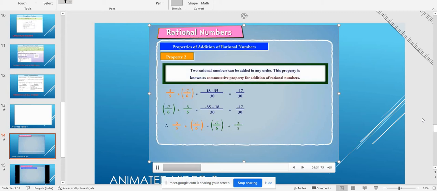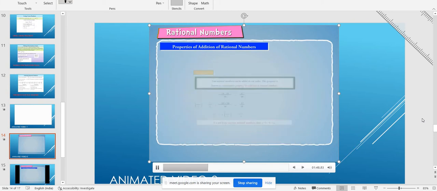Hence, two rational numbers can be added in any order. This property is known as commutative property for addition of rational numbers. Thus, if a and b are any two rational numbers, then a plus b is equal to b plus a.